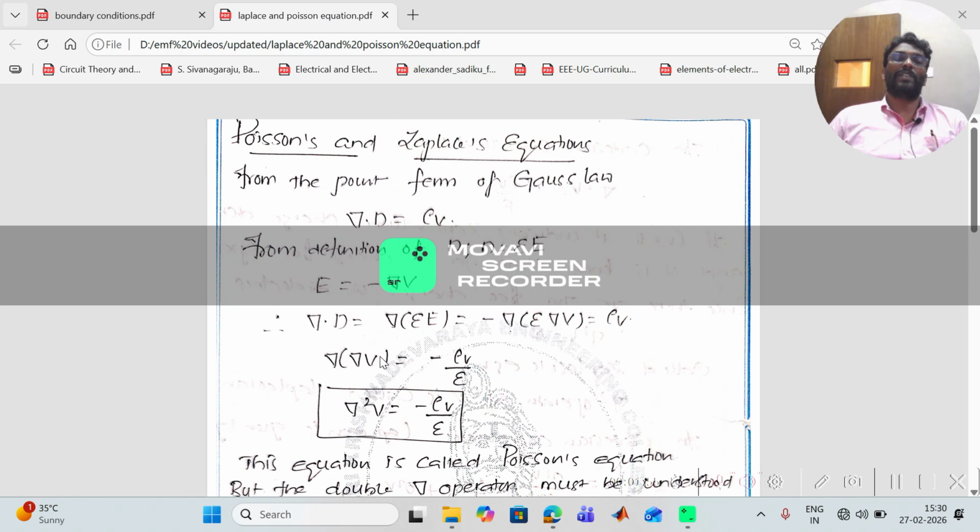So on the left hand side we do have divergence of del V is equal to, we can take epsilon to the right hand side, it is going to become minus rho v by epsilon, and hence del square V is equal to minus rho v by epsilon. So this equation is called Poisson's equation, but here the double del operator must be understood, and we have to expand at least for Cartesian coordinate system before the equation can be used for deriving other equations.